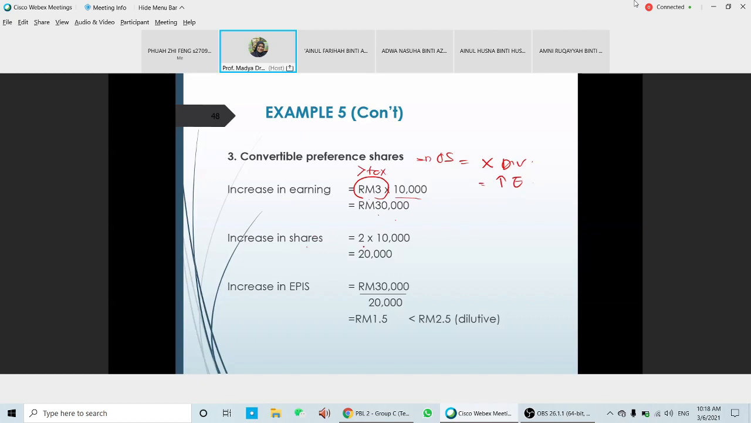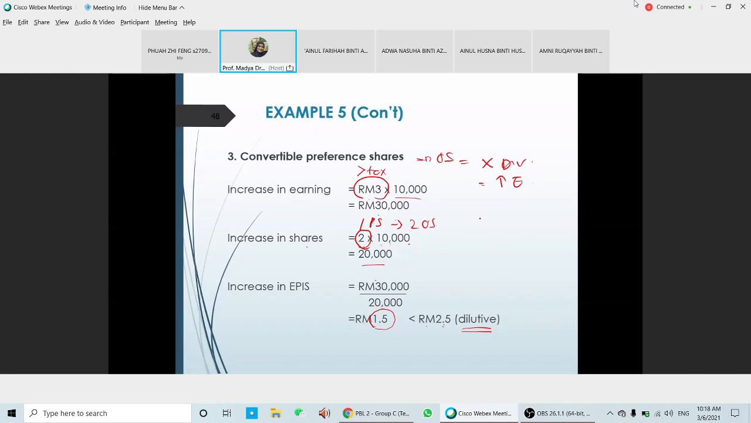Increase in shares: the conversion rate here is 1 preference share can be converted to 2 ordinary shares. So 2 times 10, sorry, so you're going to have 20. So 30 divided by 20, you're going to have 1 ringgit and 50, which is lower than the basic 2 ringgit and 50, so it is considered as dilutive.